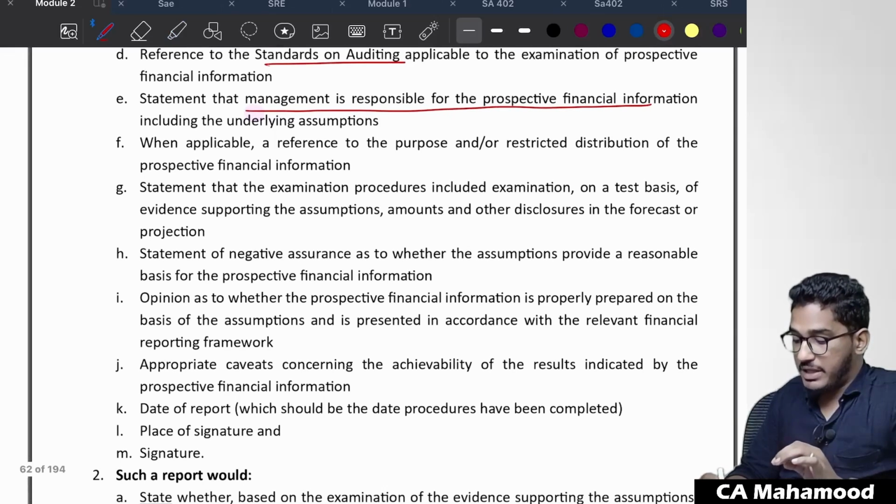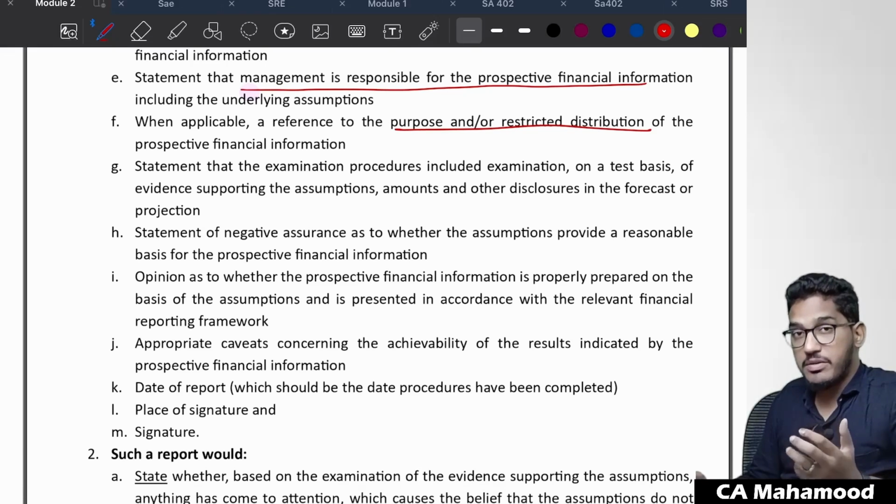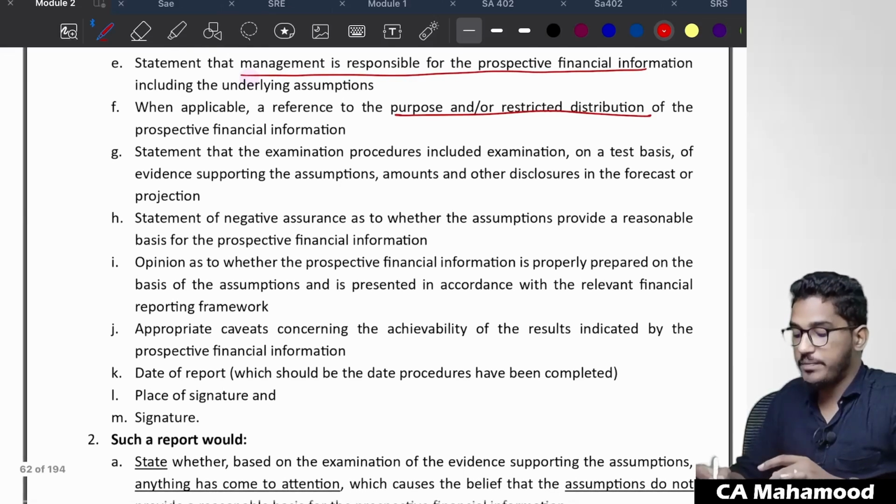And when applicable, a reference to the purpose and/or restricted distribution of prospective financial information. You have to explain for what purpose this prospective financial information is prepared, and to whom it will be distributed. Will it be distributed to everybody, or is the distribution restricted? That distribution also you have to comment on.